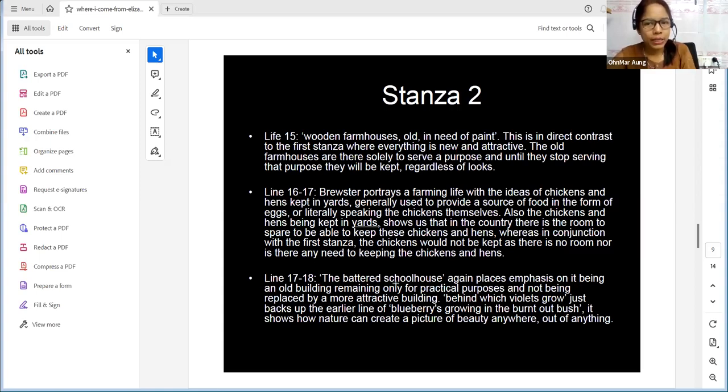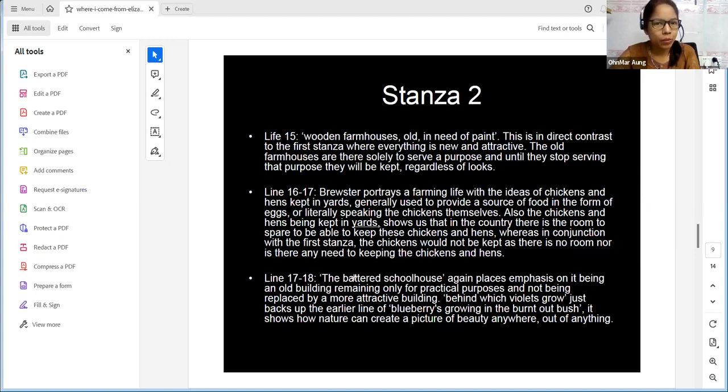All right. So yeah, the battered schoolhouse again places emphasis on it being an old building, an old building remaining only for practical purposes. Farmhouses are quite useful for the farmers. They can keep things, their crops, in that place. So practically it is useful, but regarding the looks, it is quite old and not attractive. It is not new like the buildings in the city. So you must be aware of that fact. So yeah.